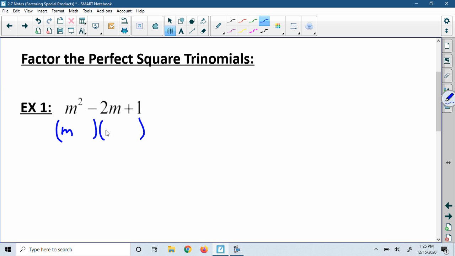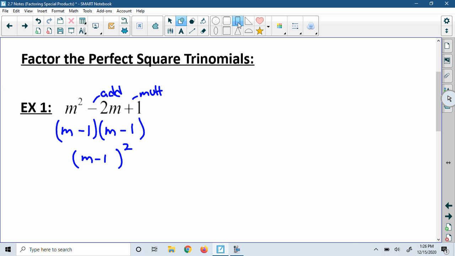We know it's got to be m and m. What two numbers multiply to be positive 1 and add to be negative 2? Well, I think it's minus 1, minus 1. Because these are the same, you could actually write your answer a little shorter. You could write m minus 1 squared, because we're just multiplying m minus 1 by m minus 1. That's why it's called a perfect square trinomial, because it'll come out to have the exact same factors, which you can just write as something squared.